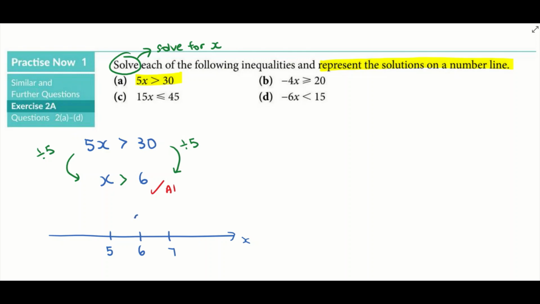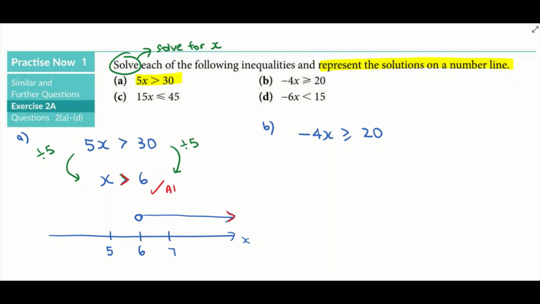For this one, because it's more than, I will put empty circle. It doesn't include 6. And where does the arrow point? If it's more than 6, where would the arrow point? This is x more than 6. And a hint, because it's more than, can you see the arrow? It should tally. If the arrow doesn't tally, then your answer is wrong. So this is how we represent on number line.